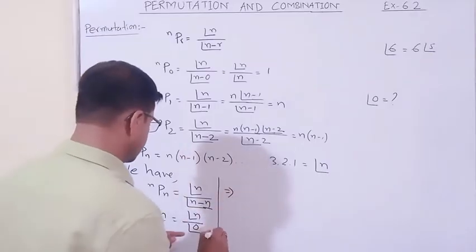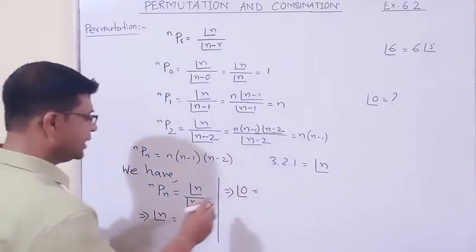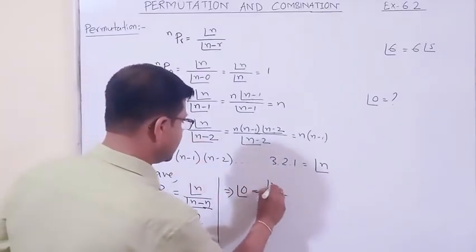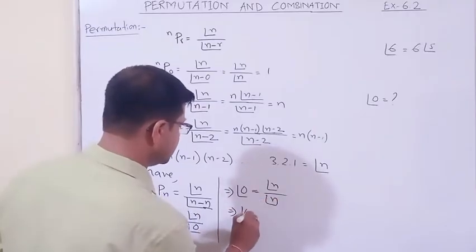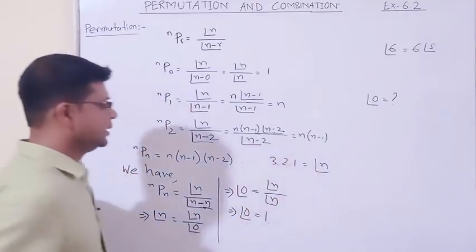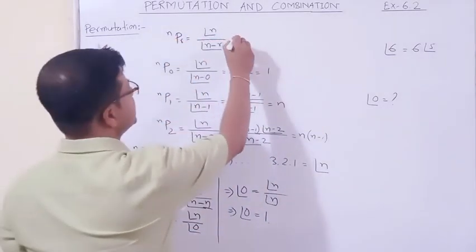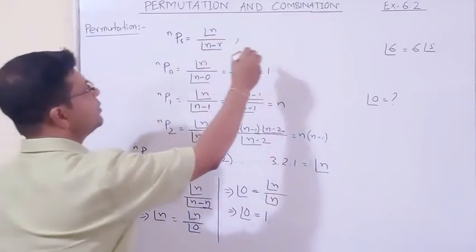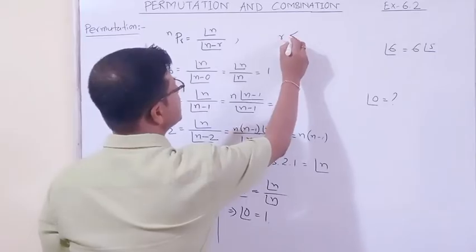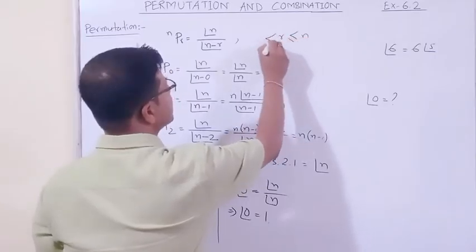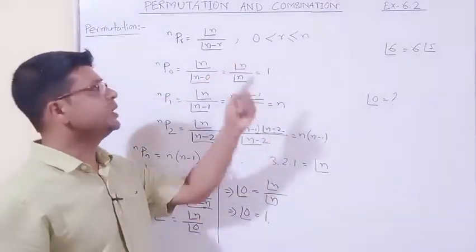So dear students, factorial 0 means this 0, let us bring it here. So it is factorial n divided by this factorial n. These two will get cancelled. So factorial 0 is equal to 1. This is another result. Just one more thing I want to discuss here: what is the value of r? r is smaller than or equal to n but greater than 0. Please remember this condition. Now let us move to the exercise.